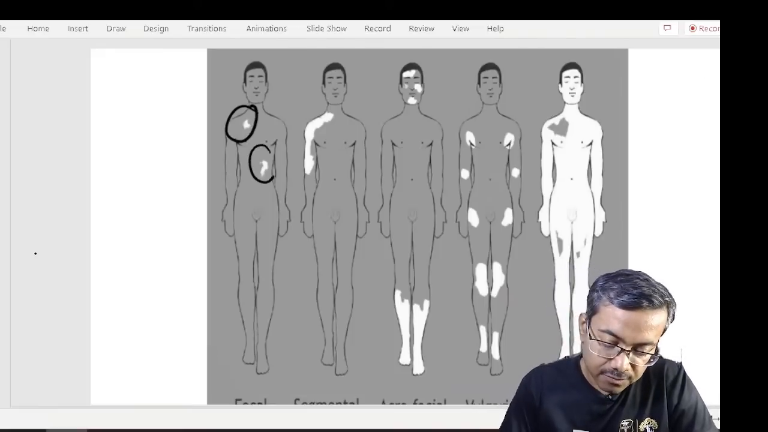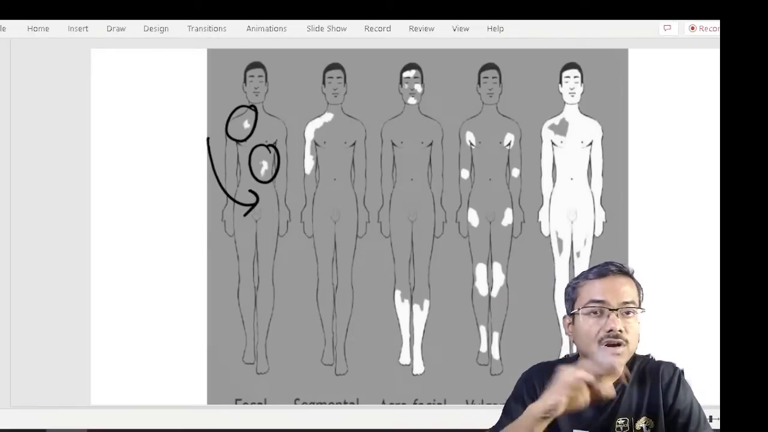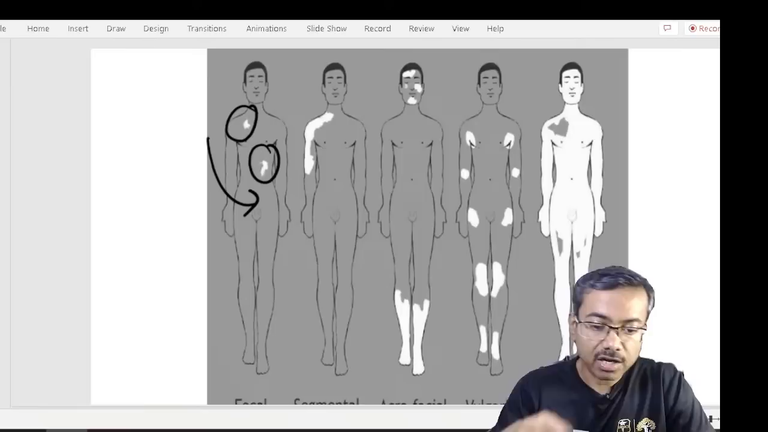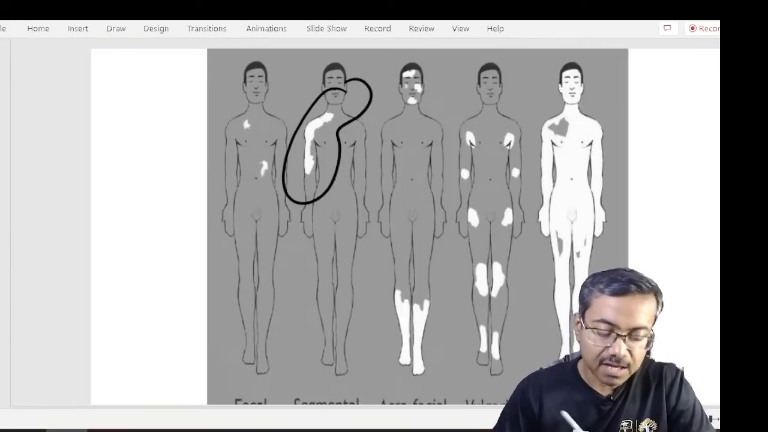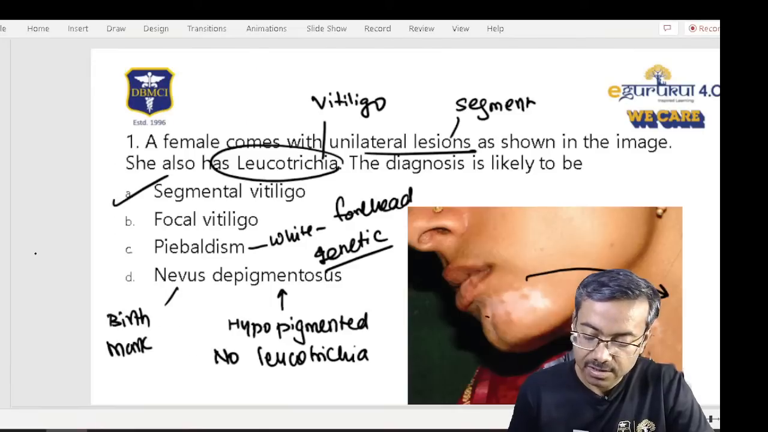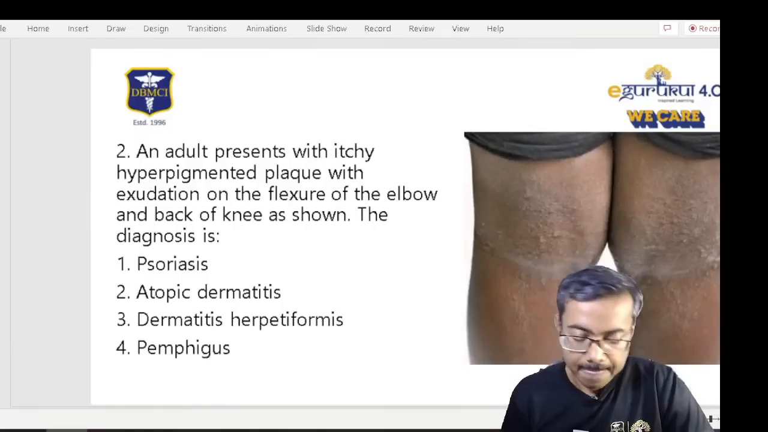This is focal and focal. Even if you have two lesions in focal, they will be on opposite sides of the midline, not connecting in a straight line. This would be segmental, in a straight line. So this is segmental vitiligo. Okay. Second question.